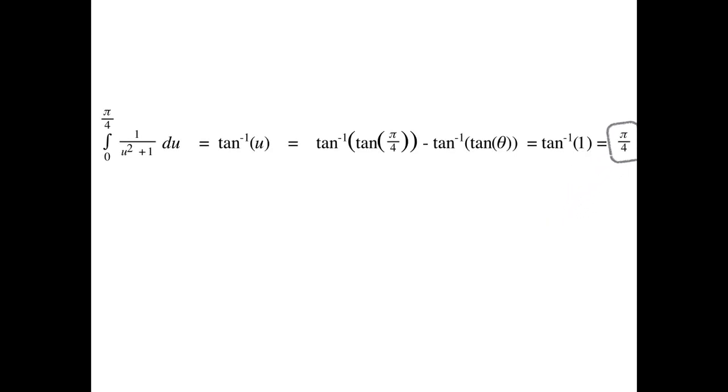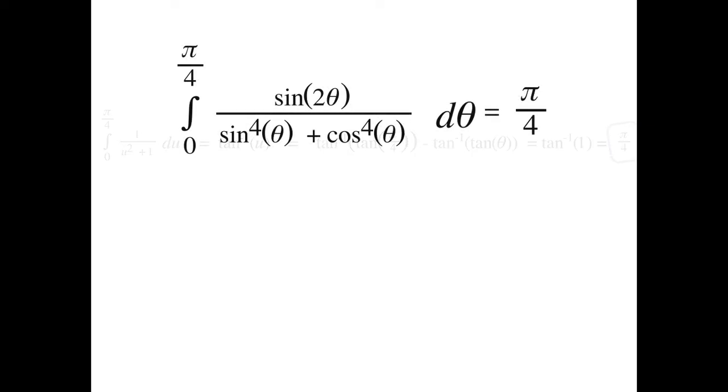After you use the formulas and the integration concepts, tan inverse of u gives tan inverse of tan pi by 4, where tan pi by 4 is equal to 1, minus tan 0, which is 0, and tan inverse of 1 is equal to pi by 4. So after solving this much and going through the conclusion, I conclude that the answer for this integration is pi by 4.